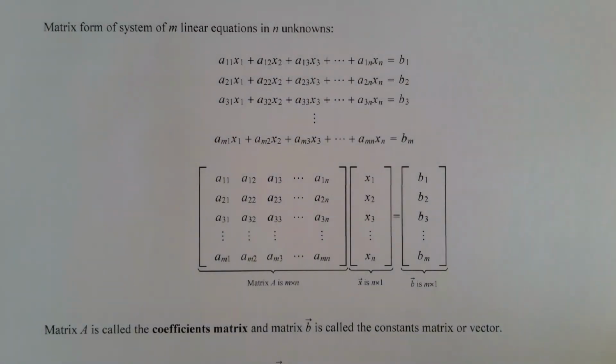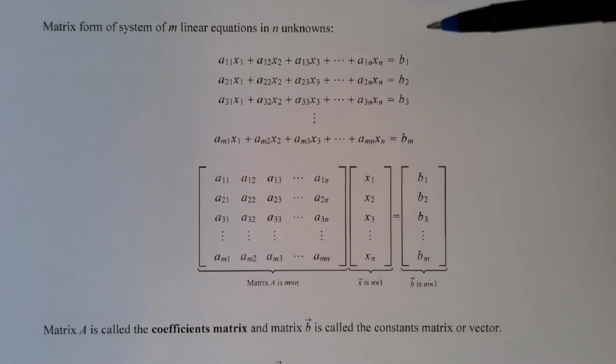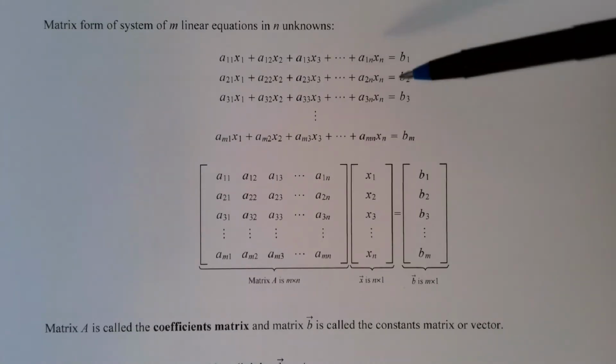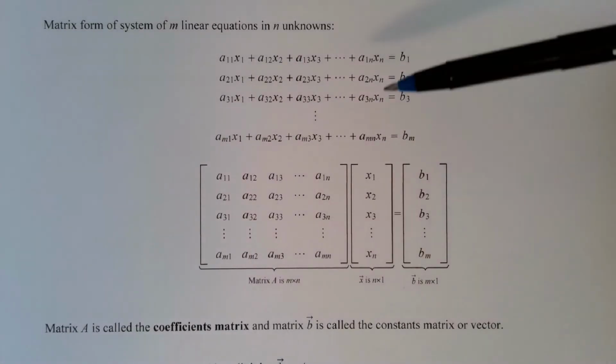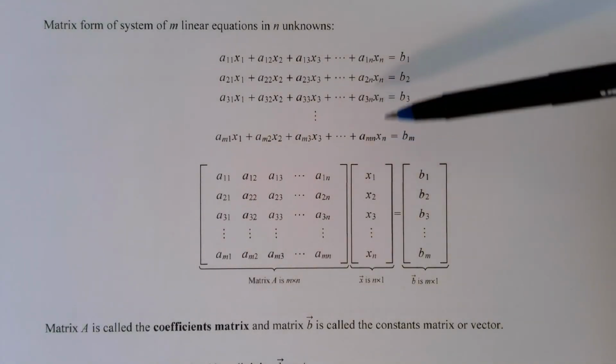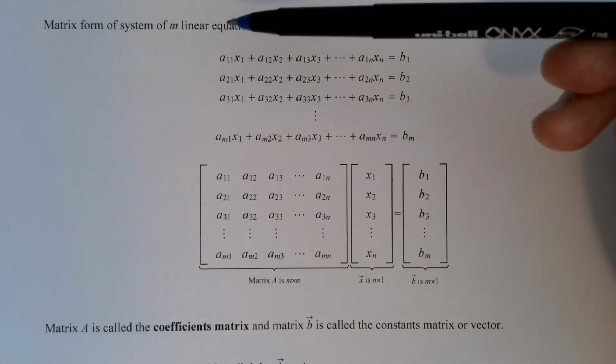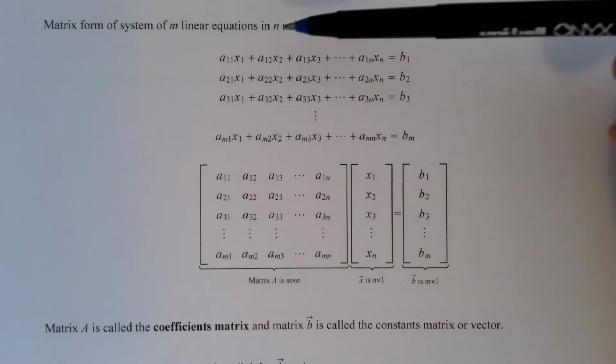We've looked at the augmented matrix to represent a system of linear equations. So far in talking about matrices, we really haven't talked about systems of linear equations. We've just talked about matrices as objects in and of themselves. But now I want to talk again about another way to represent a system of linear equations. And here I have a general system of m linear equations and n unknowns.